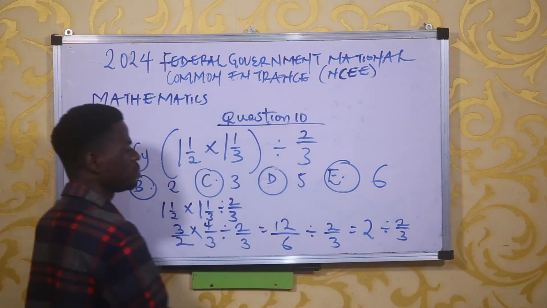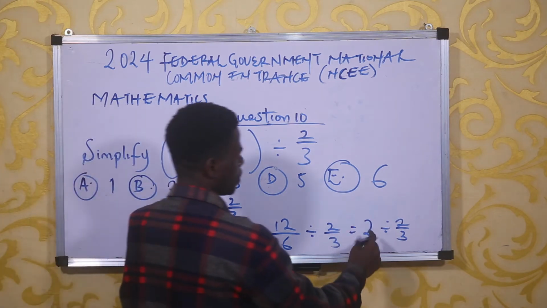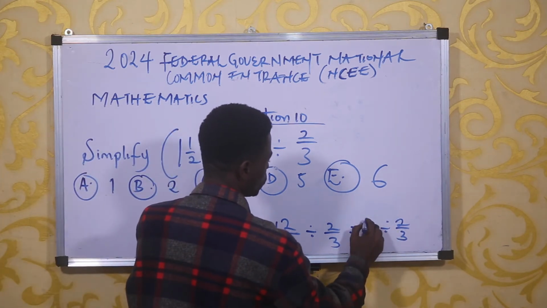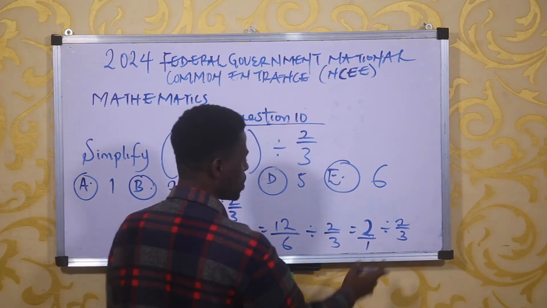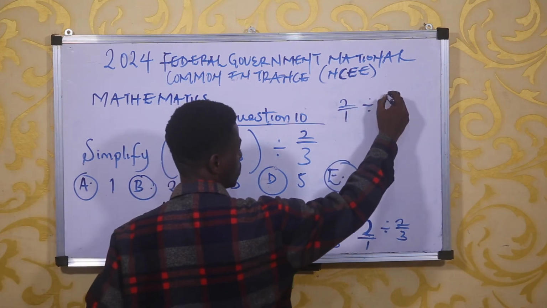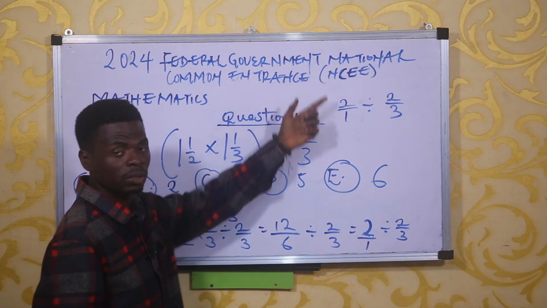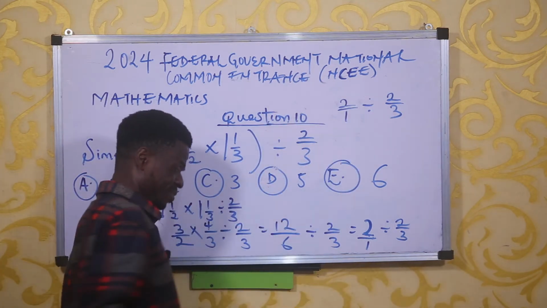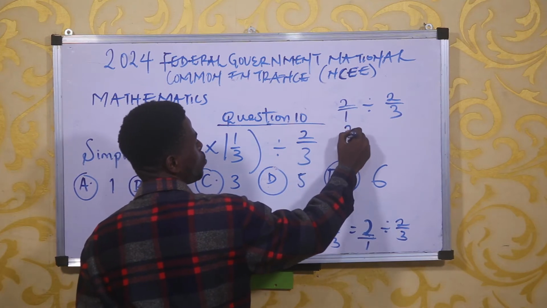You can see, in this place now, we are going to find our reciprocal. Take note of that. This 2 means what? Ordinary 2 still means 2 over 1. Now, let me bring it up here: this 2 over 1 divided by 2 over 3. But 2 divided by 1 is still the same thing as 2. So we are going to find our reciprocal. So in this place, we have 2 over 1.